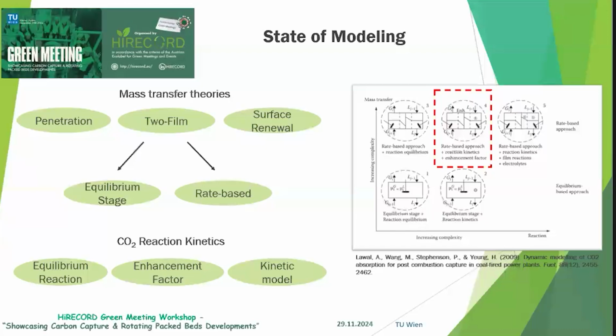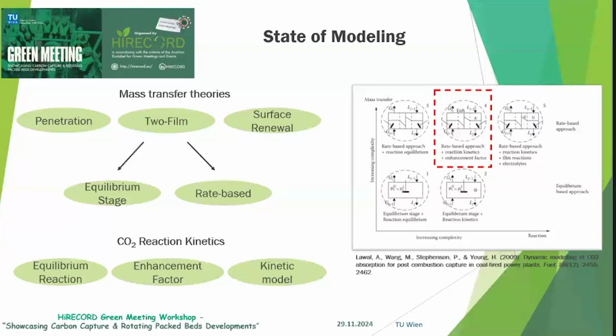We have a rate-based model, and the choice is about the CO2 reaction kinetics. In conventional packed bed reactors, we often use equilibrium assumptions, but in an accelerated process like an RPB unit, we have to incorporate kinetics into the model. The kinetic model can be simplified using first-order reactions and an enhancement factor to quantify these chemical reactions.